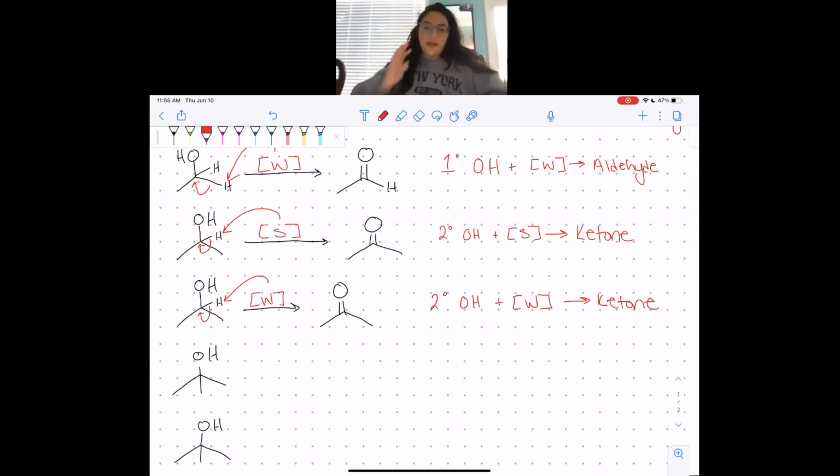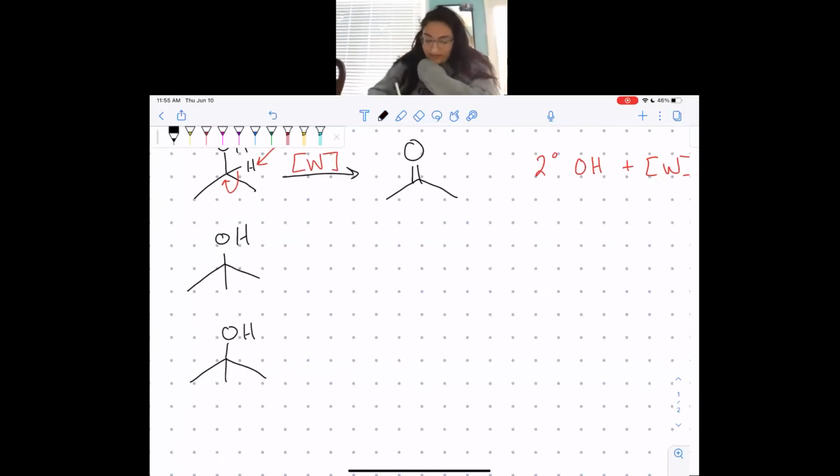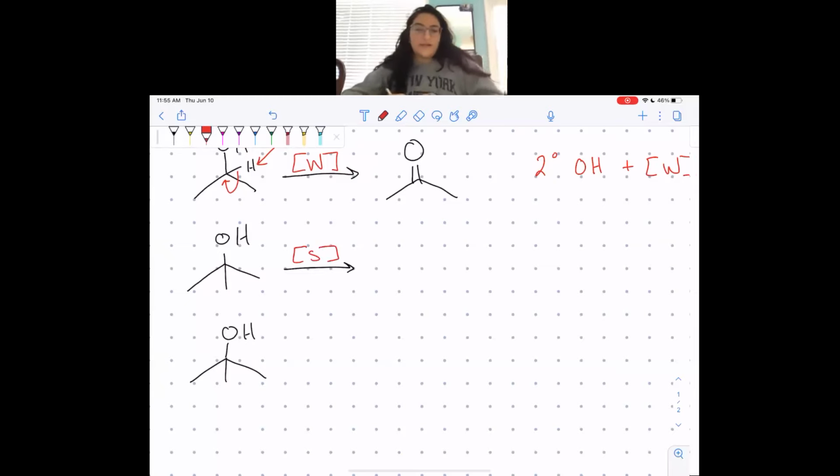All right, so last but not least, tertiary alcohols. So if we have a tertiary alcohol with a strong reagent, what's the first step going to be?